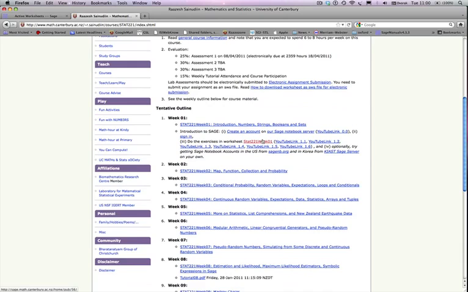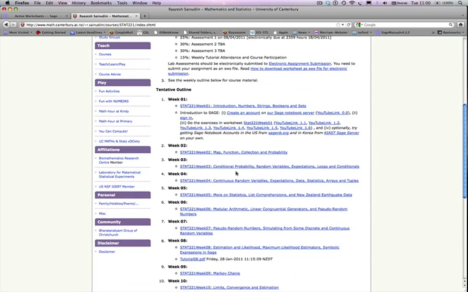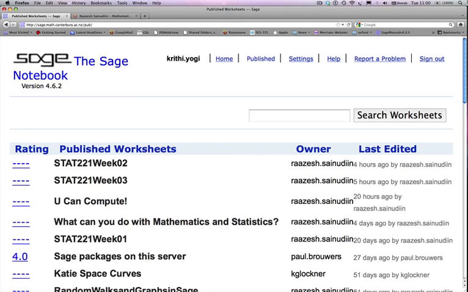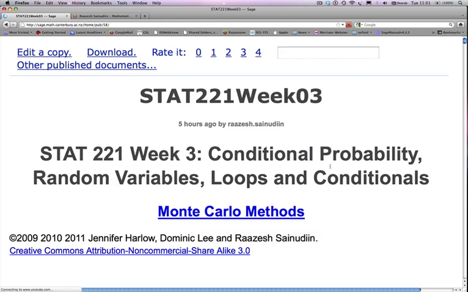So we are going to be in week 3. Week 3 is on the topic of conditional probability, random variables, expectations, loops, and conditionals. So let's go to the published worksheets. I logged in as Kriti Yogi already, and please log in as yourselves with your usernames, and let's grab Stat 221 Week 3 from the published worksheets. Make sure that I was the one who published it.